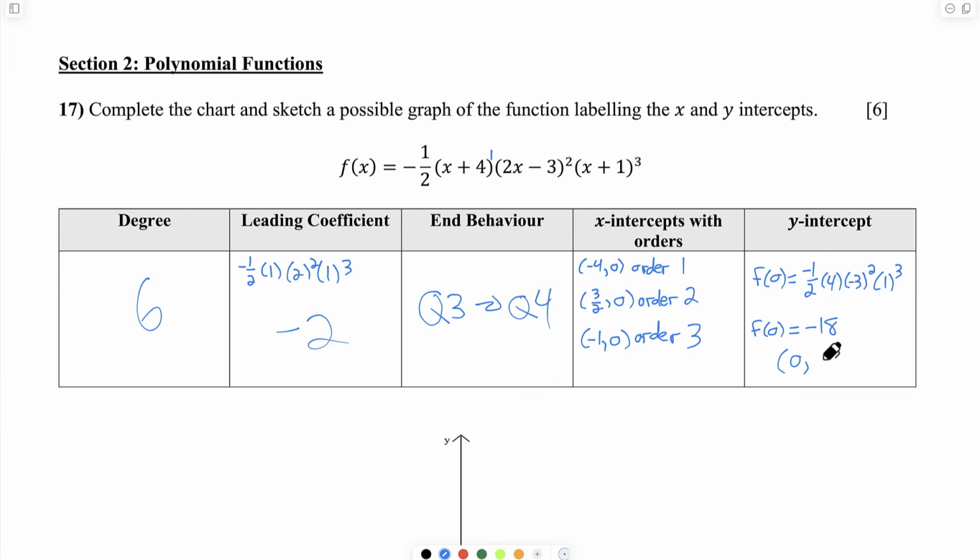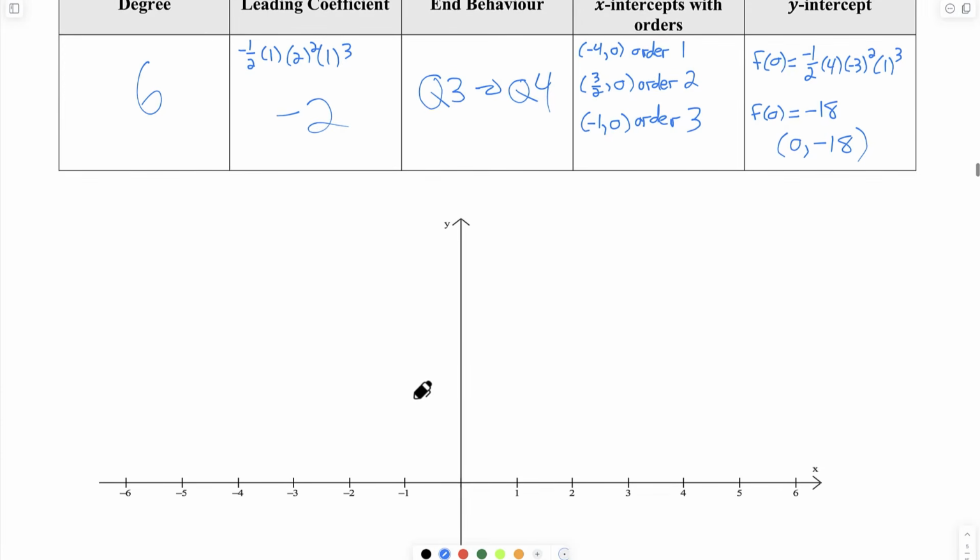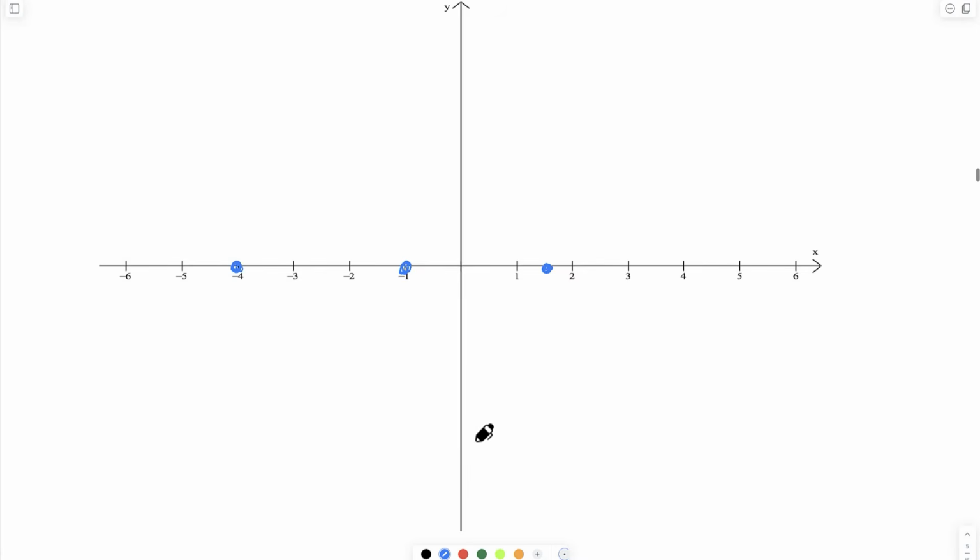So my y-intercept is at (0, -18). With all of this information, I should be able to make a rough sketch of this function. I'll start by plotting the x-intercepts at -4, 1.5, and -1. I'll plot the y-intercept down at -18. Well, I don't have a scale on the y-axis, so I can put that anywhere and just label it as -18. And now I just need to follow the correct end behavior.